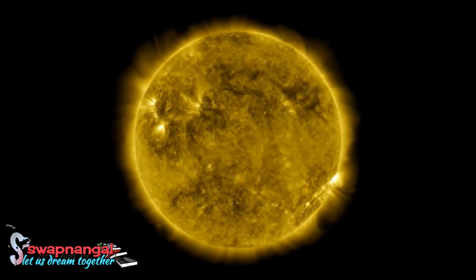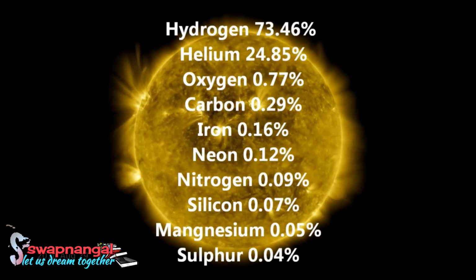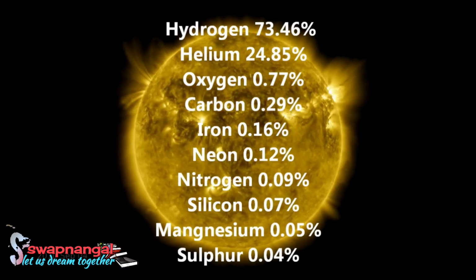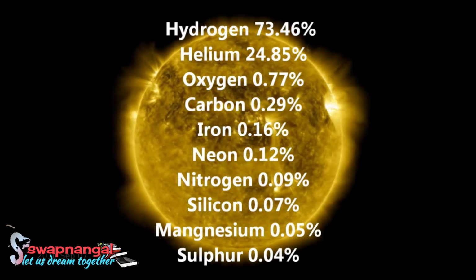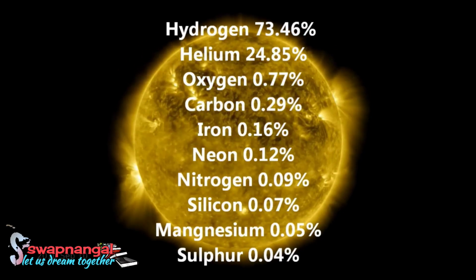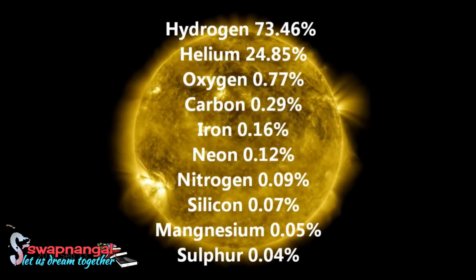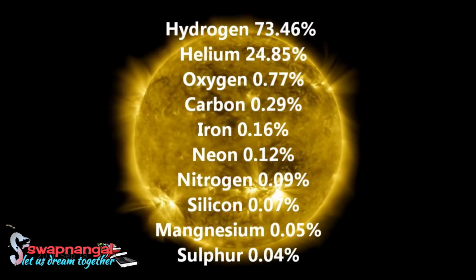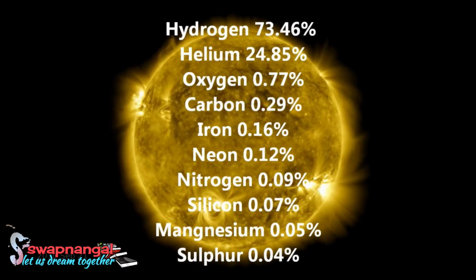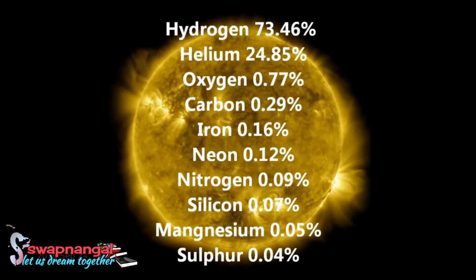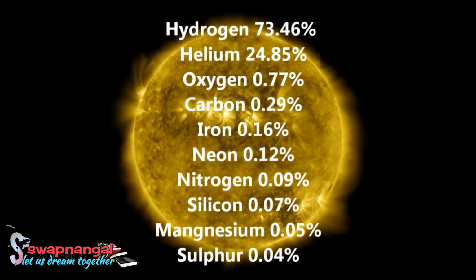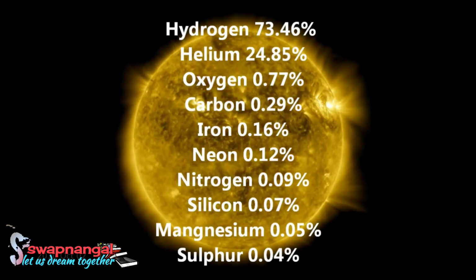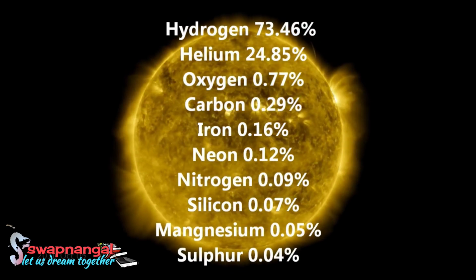The photospheric composition of the sun by mass is as follows: hydrogen 73.46%, helium 24.85%, oxygen 0.77%, carbon 0.29%, iron 0.16%, neon 0.12%, nitrogen 0.09%, silicon 0.07%, magnesium 0.05%, and sulphur 0.04%.